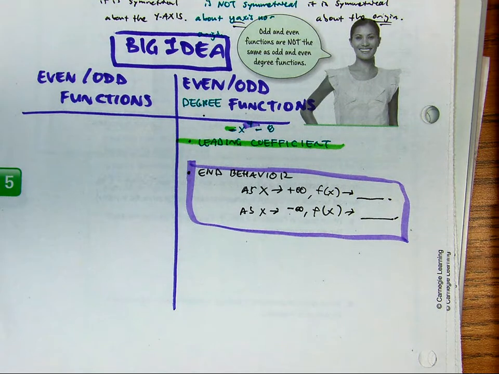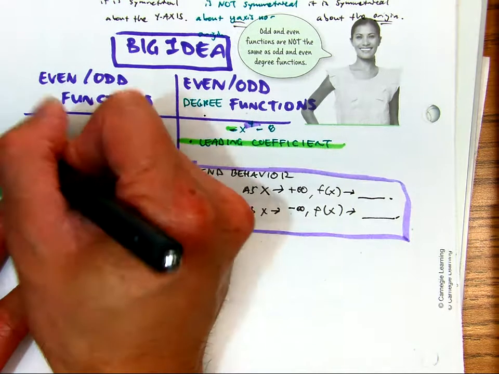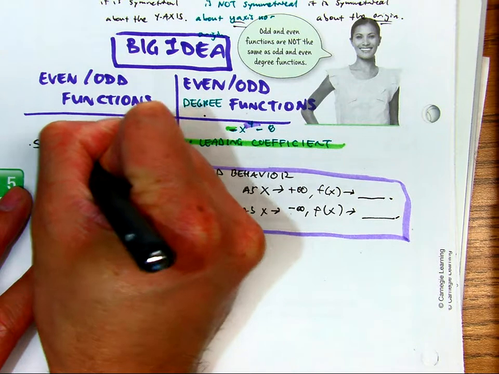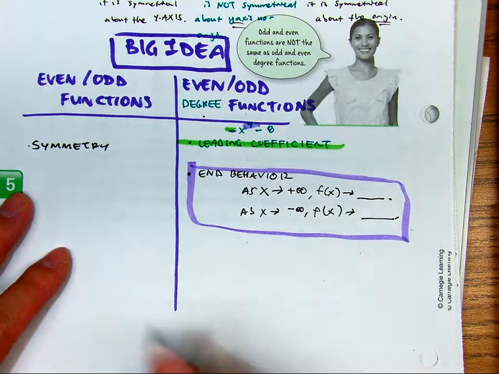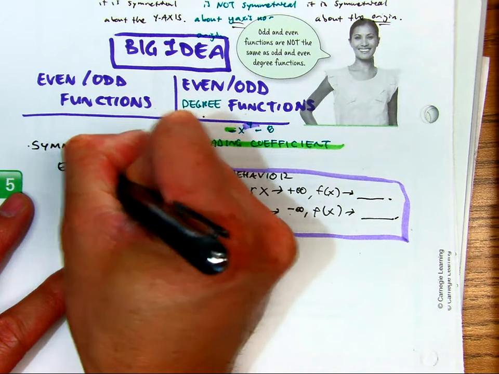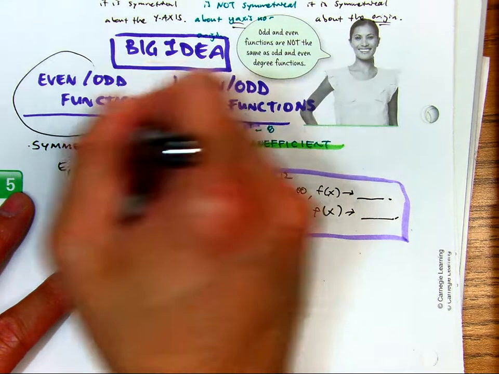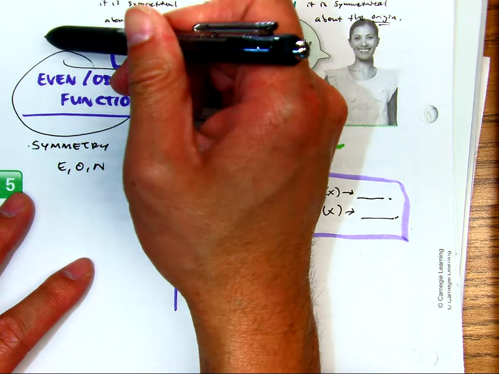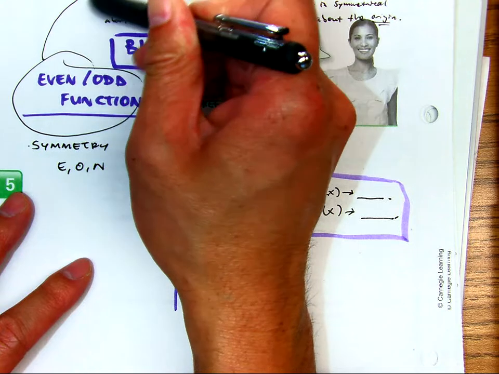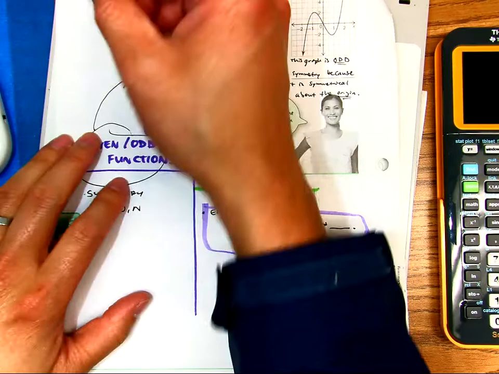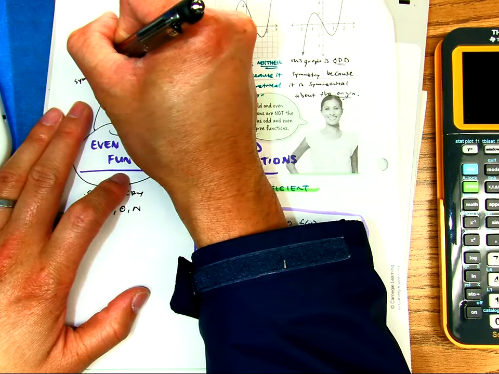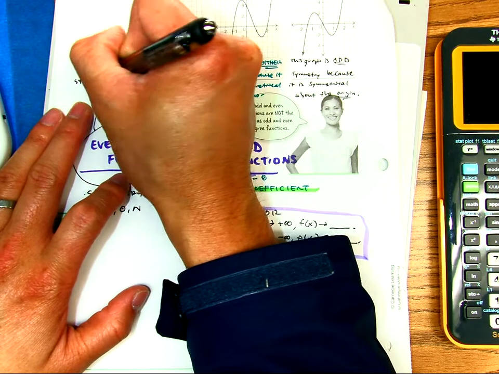What would you guys put under even and odd functions? Symmetry. What are the types of symmetry we had? Even, odd, neither. So basically, the even, odd functions represents symmetry, and we just did a bunch of examples like that above. So this is basically finding symmetry. Let's write that. Symmetry algebraically.